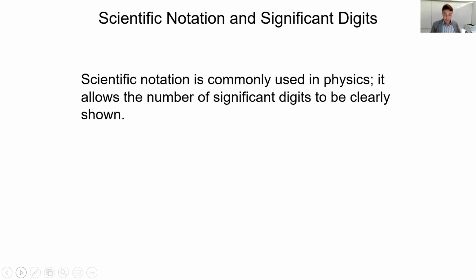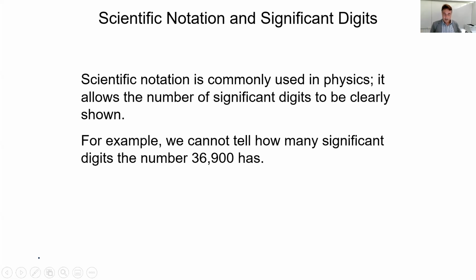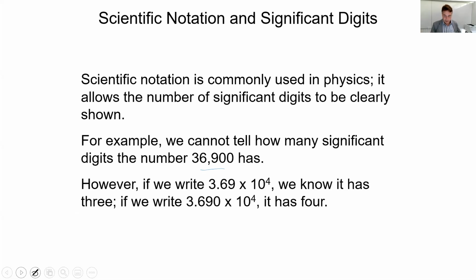Scientific notation, I've already talked about that a little bit. It allows the number of significant digits to be clearly shown no matter what. For example, if you don't know how many significant digits are in 36,900, you can always write it as 3.69 times 10 to the 4. Then we know absolutely clearly that there are 3 significant digits, and the times 10 to the 4 gives you the place. But if you were to write 3.690 times 10 to the 4, that's the exact same number, but you kind of think it's 10 times more precise, because you've got that extra 0 there.